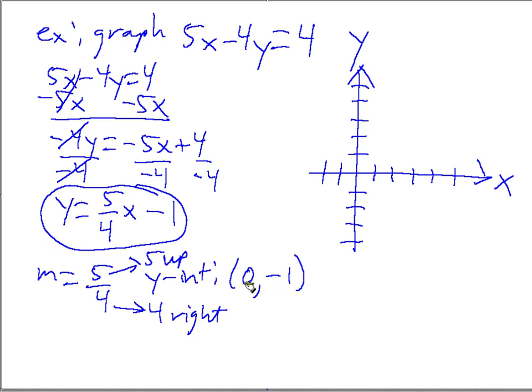But where do I start? Well, start off at the y-intercept, 0, negative 1. So there it is. Start right here. 0, negative 1. So where do I go from here? 5 up, 4 to the right. So 1, 2, 3, 4, 5, and then what? 4 to the right. 1, 2, 3, 4. Right there. And again, 1, 2, 3, 4, 5. 5 up, 4 to the right. 1, 2, 3, 4. Okay. So again, I get the sketch of my line here.